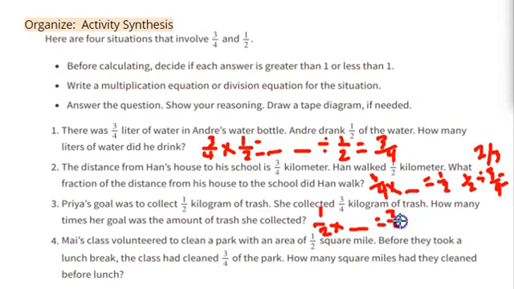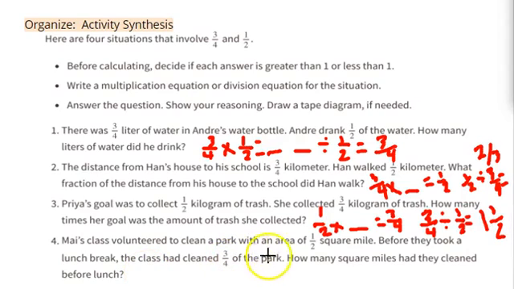And to get something greater than that, we have to divide, or we have to multiply by something more than 1. That's why in this situation, we're going to take 3/4 and divide it by 1/2. So either way, you end up with 6/4, which is the same as 1 and 1/2. So 1 and 1/2 times. What about this last one?